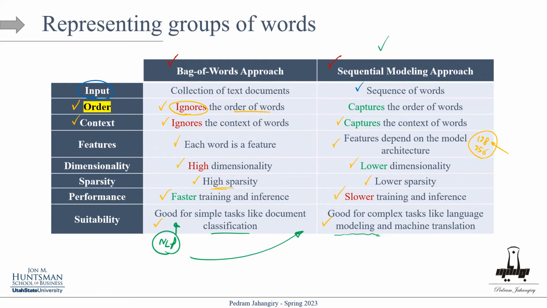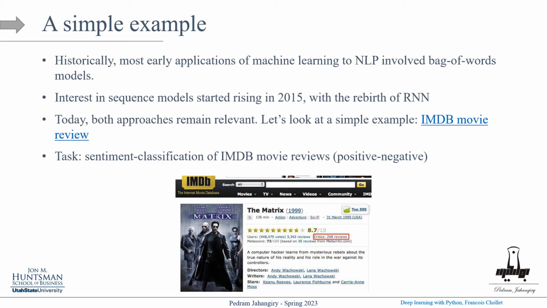All right, now let's look at a simple example, and just be aware that we are going to apply both the bag of words approach and the sequence modeling approach. Historically, the field of natural language processing started with the bag of words approach. And after 2015 and 2016, when RNN and LSTM became a thing, we started using sequence modeling. Today, both of them are relevant, and we can apply both and see which one performs better for our problem.